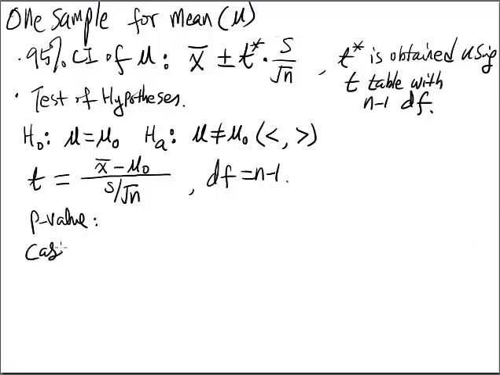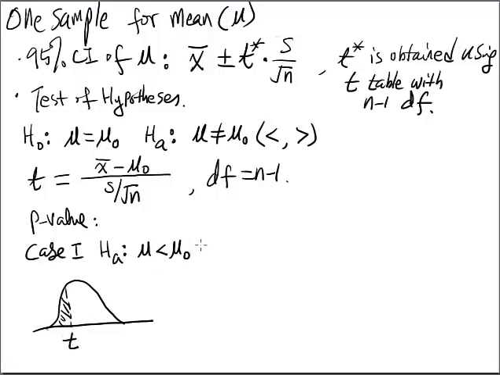So case 1, HA is mu less than mu 0. The p-value would be whatever the left side is of t. Okay, and you have to use the t table, the t curve, with degree of freedom n minus 1. Don't use the normal curve.